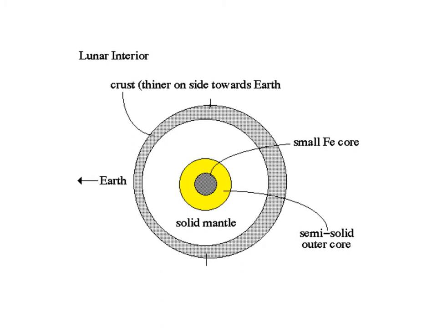The moon does not have one. Same as Mars, same as Mercury. So the crust is much thinner on the side closer to us. And we know this because when we landed on the moon in the Apollo missions, we embedded seismographs and seismometers within the crust.